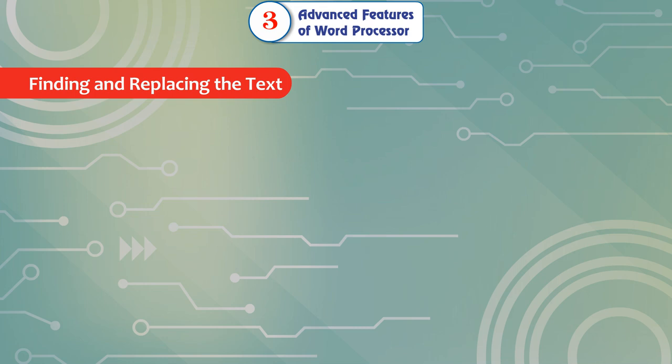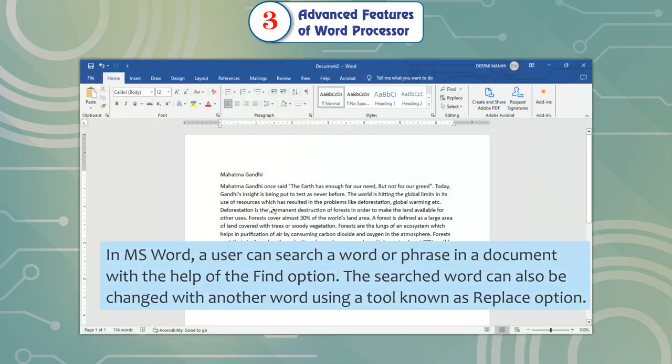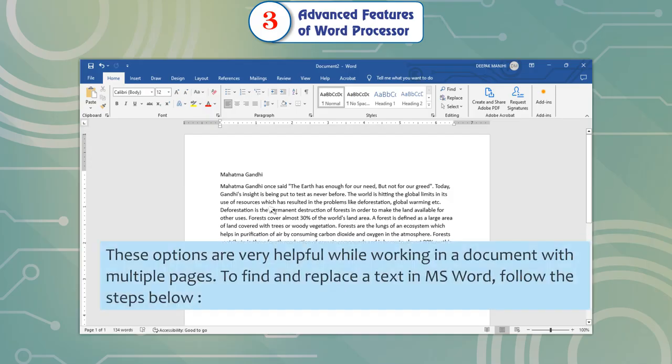Finding and replacing the text. Finding the text in MS Word. A user can search a word or phrase in a document with the help of the Find option. The searched word can also be changed with another word using a tool known as Replace option. These options are very helpful while working in a document with multiple pages. To find and replace a text in MS Word, follow the steps below.